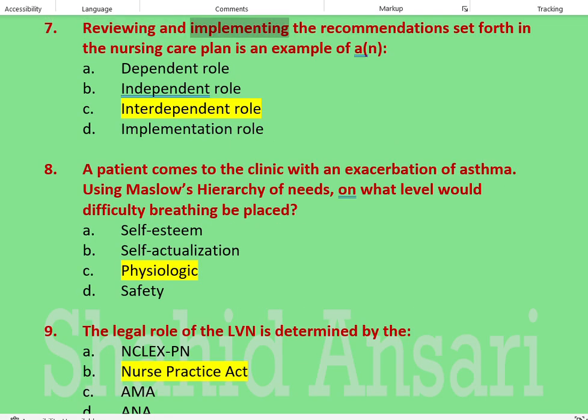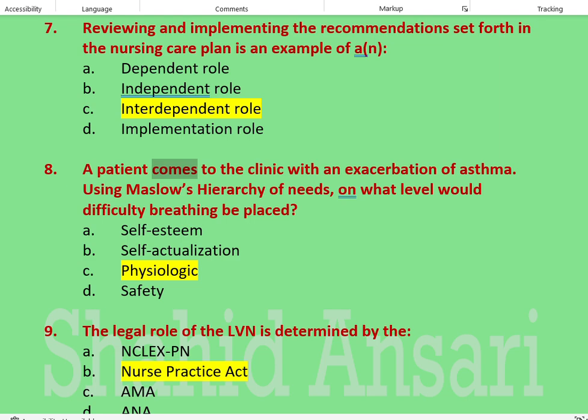7. Reviewing and implementing the recommendations set forth in the nursing care plan is an example of an A. Dependent role, B. Independent role, C. Interdependent role, D. Implementation role.